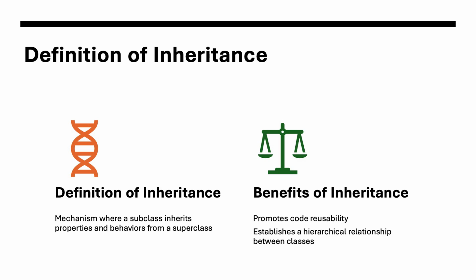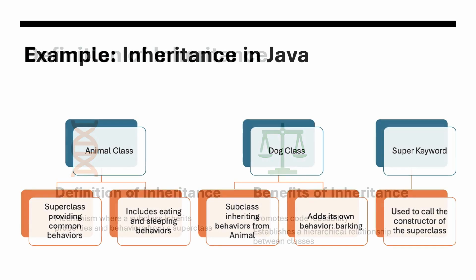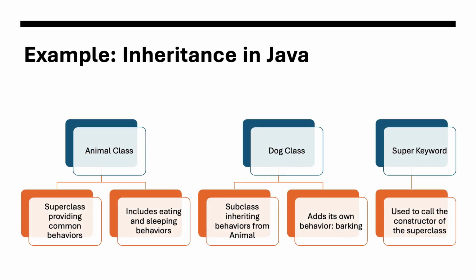The next definition we'll look at is inheritance. Inheritance allows a subclass to inherit properties and behaviors from a superclass, promoting code reusability and creating a hierarchical class structure. So here's an example of inheritance in Java. The animal class is a superclass with common behaviors like eating and sleeping. The dog class inherits these behaviors and adds barking. The super keyword calls the superclass constructor.